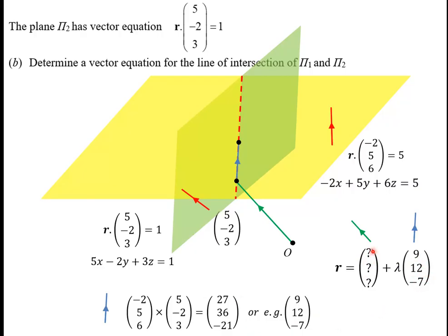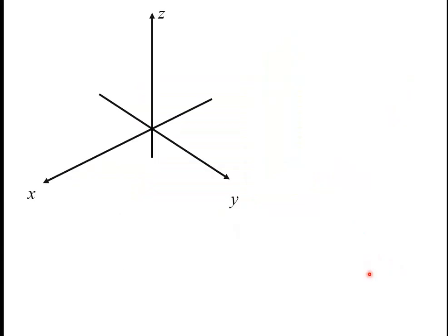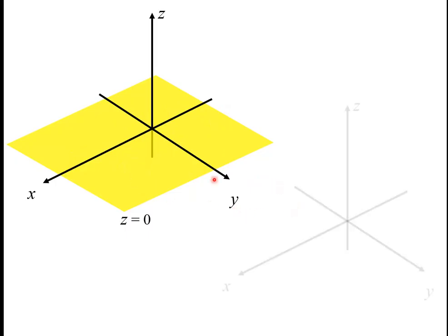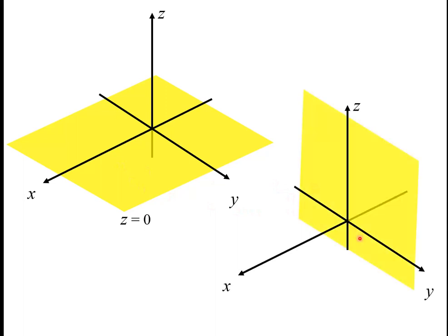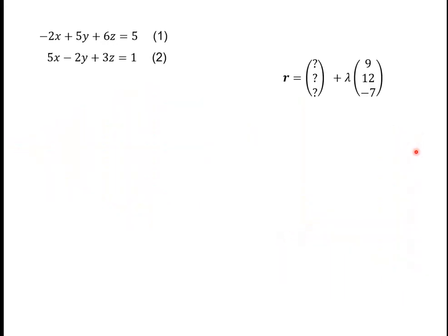But I still need a point that gets me onto the line. Now the thing is, if we think about the plane as z equals 0, x and y can be anything, but any line that's not parallel to that is going to hit z equals 0. So if I've got a line in 3 dimensions, it's going to hit z equals 0. It's also going to hit x equals 0 and y equals 0. This is the plane x equals 0. So my line at some point is going to have x equals 0.